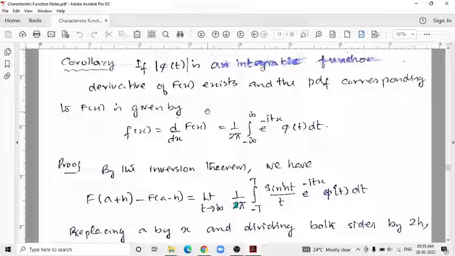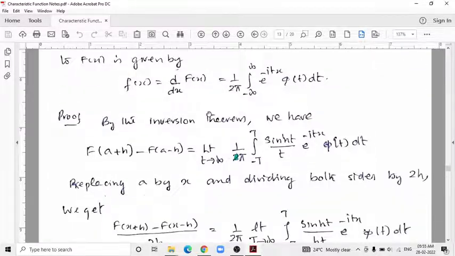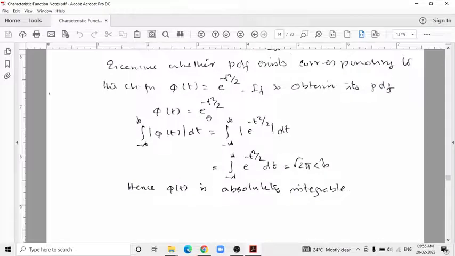Actually, this is an inverting technique of finding the density function using the given characteristic function. So this is the equation used for finding the density function from the given characteristic function. And before that, in order to derive this density function, in this question we have to examine whether this phi t is absolutely integrable, that is modulus phi t is integrable. So the first part is to examine whether this given characteristic function phi t equal to e raised to minus t square by 2 is absolutely integrable or not.